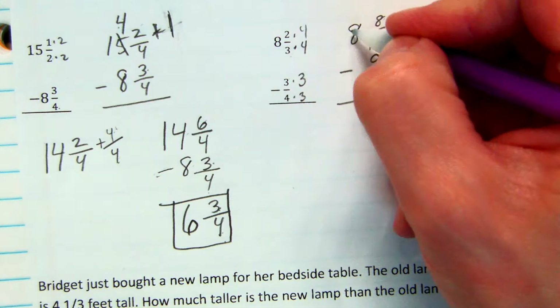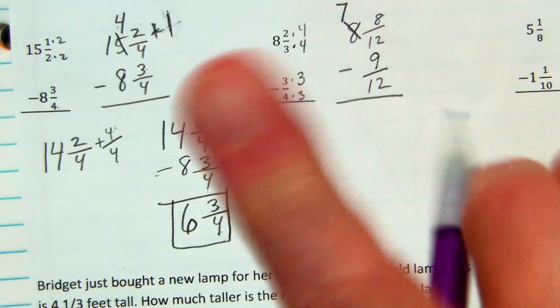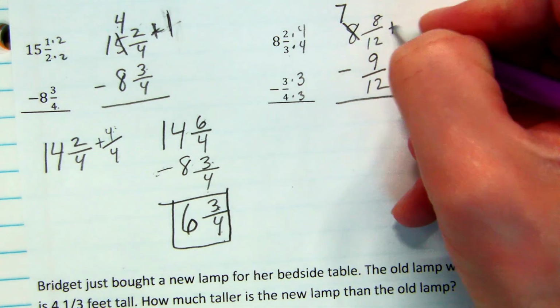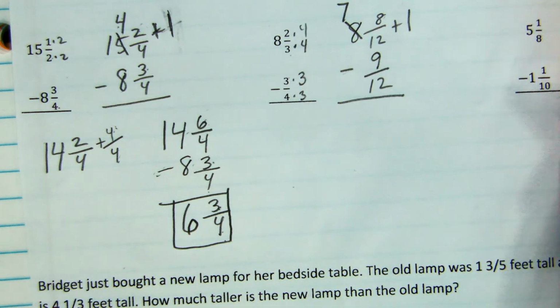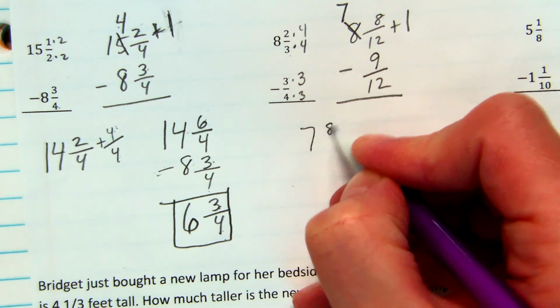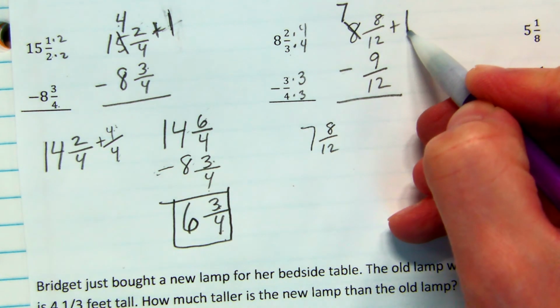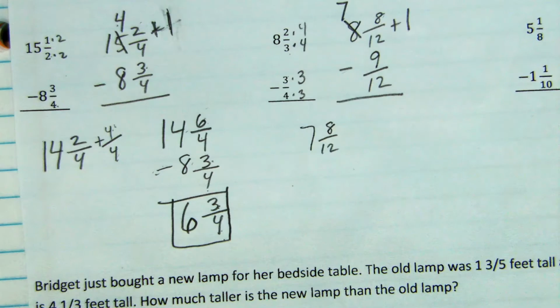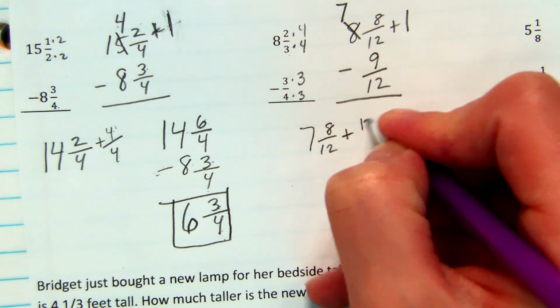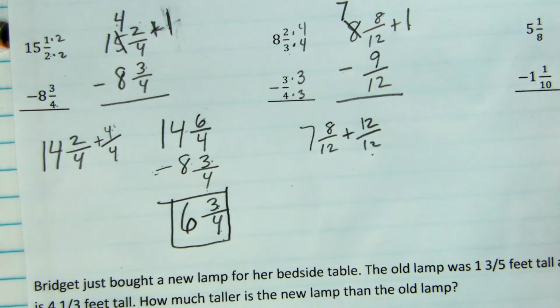So we're going to borrow from the 7. I'm sorry, from the 8 and make it 7. My brain jumped ahead a step. And we're going to add 1 over here. So let's think about what that would look like. So I now have 7 and 8/12. How many 12ths would make a whole? 12/12. So I'm actually adding 12/12. This 1 is 12/12. That's a whole.